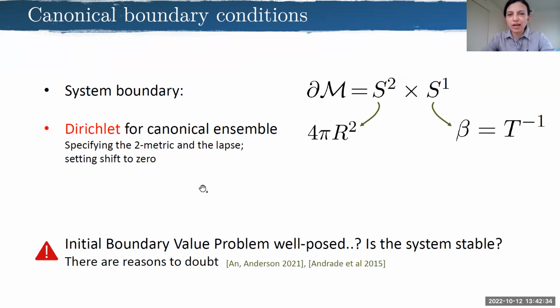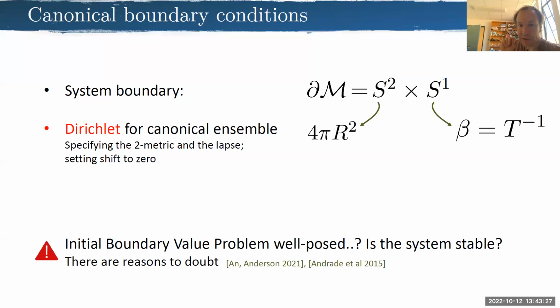But I should say that Dirichlet boundary conditions for finite boundaries are a little bit problematic. Namely, the initial boundary value problem might not be well posed. Or if it is well posed, the system might not actually be stable. So there are some papers that cast doubt on the well-posedness and the system being stable. But the setups of those papers are different from ours. So we acknowledge this caveat, but we're going to assume that the system is at least stable and we can proceed with a finite boundary on which Dirichlet boundary conditions are specified. But in principle, one should check this.